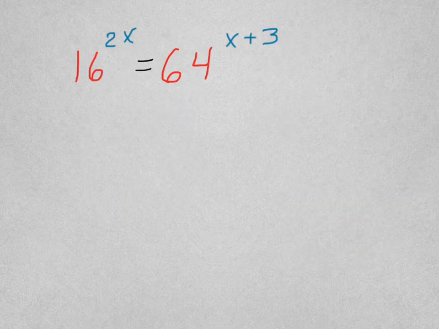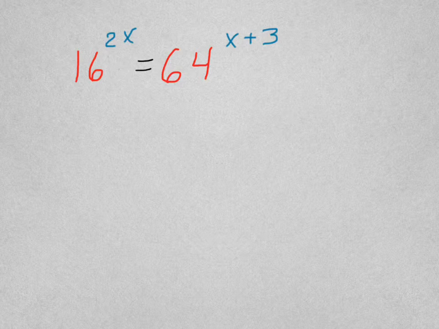Okay, here's a bit more complicated example. 16 to the 2x is equal to 64 to the x plus 3. Now, neither of these bases are the same, so we have to get a common base. And what we're normally going to be looking for is a prime number, such as 2, 3, or 5. Although they can have larger bases, for the purposes of the Algebra 2 class, we're going to be looking at a value that is a prime number less than 10.